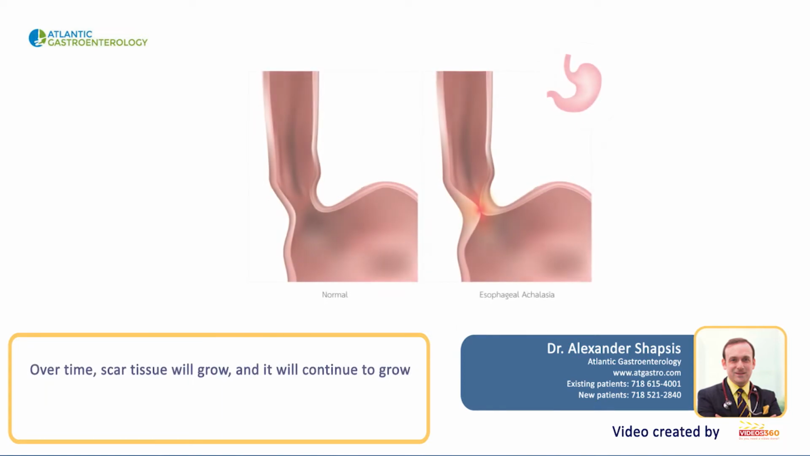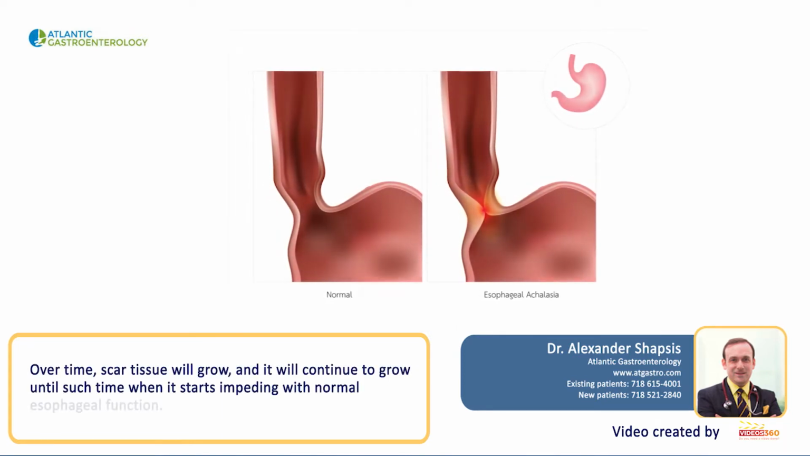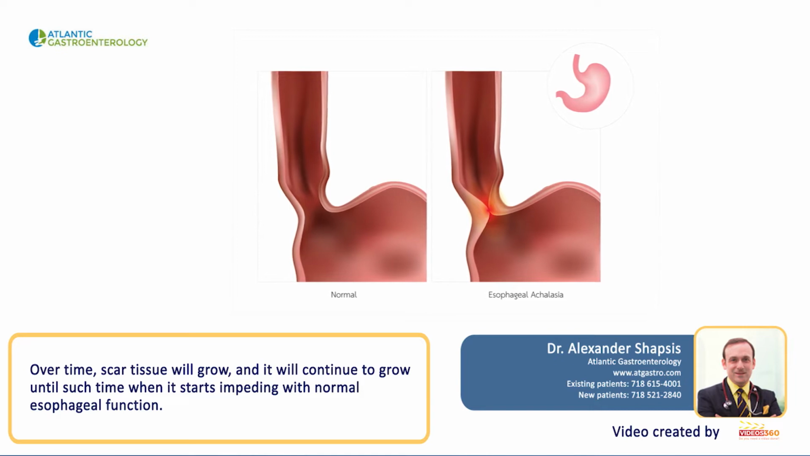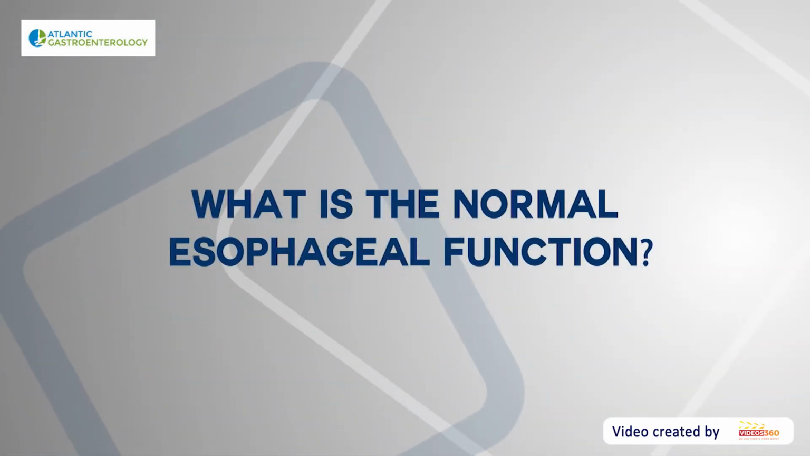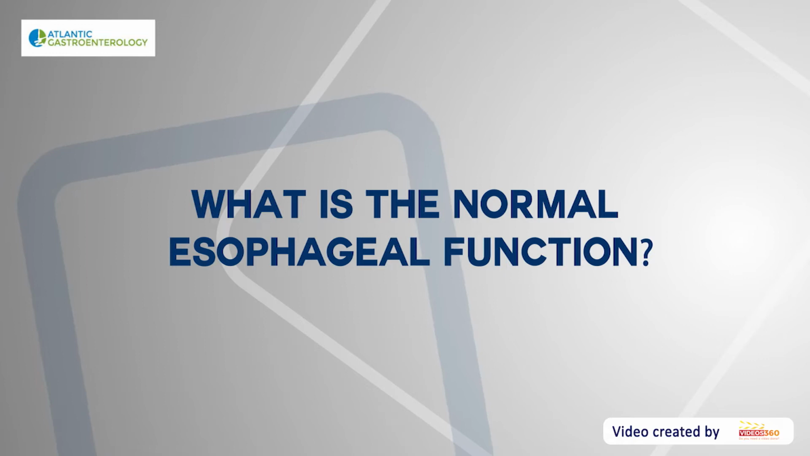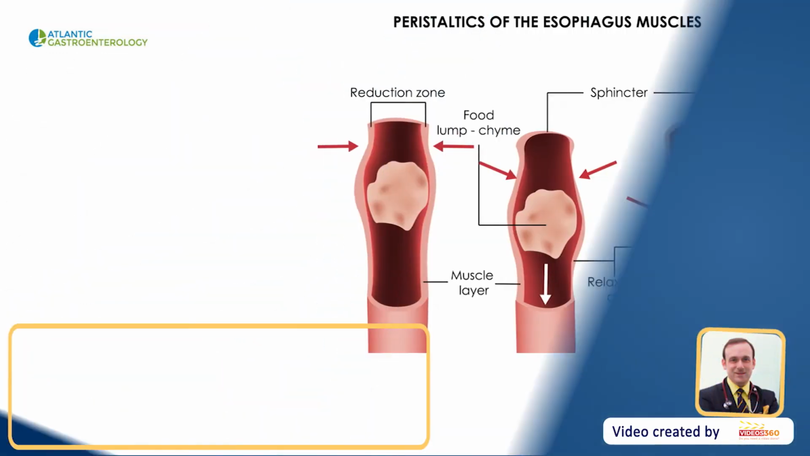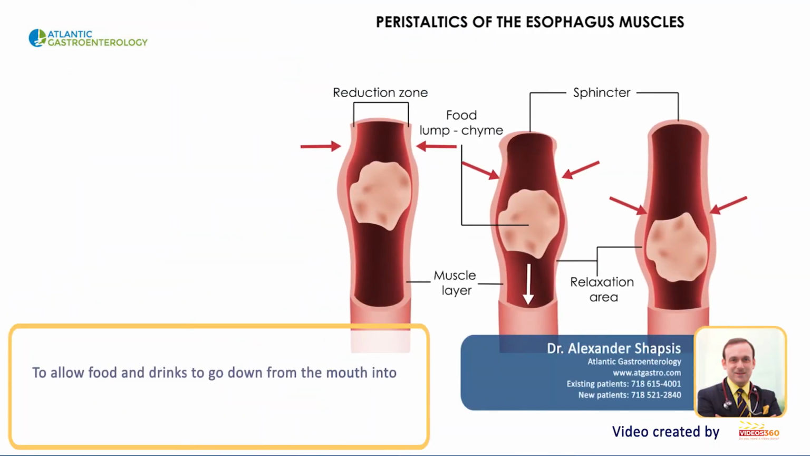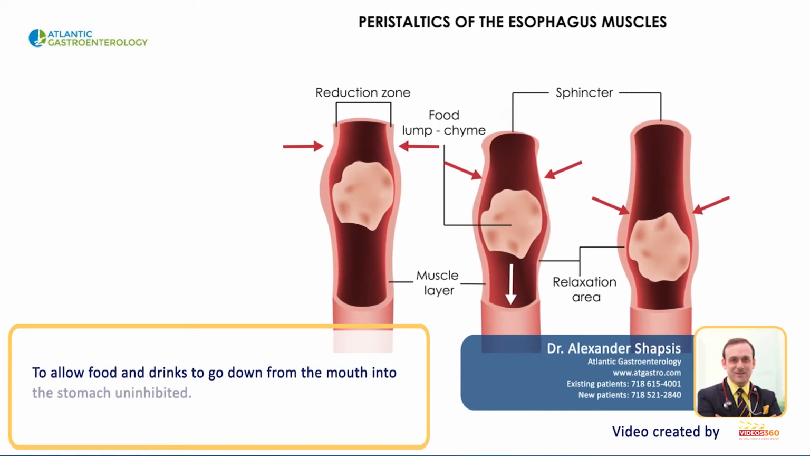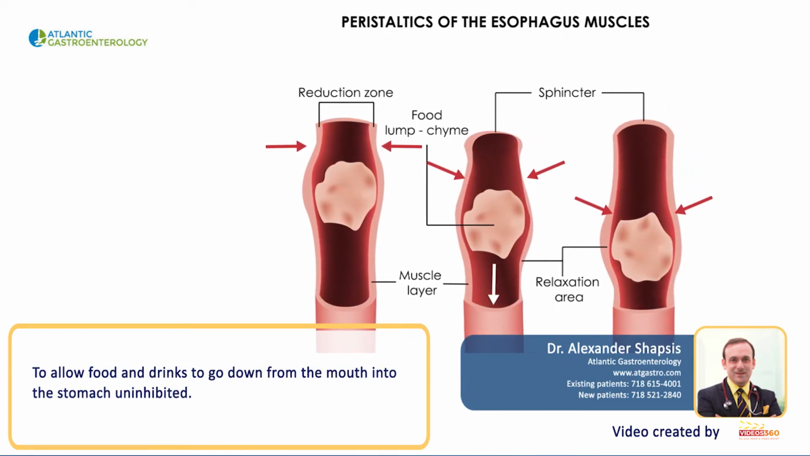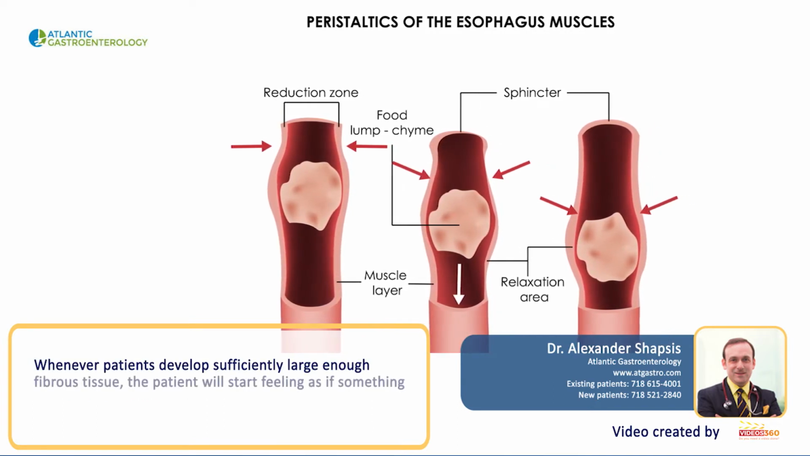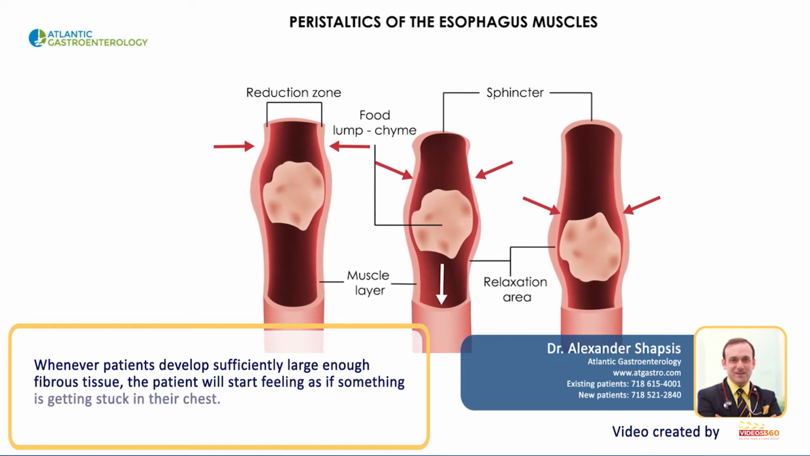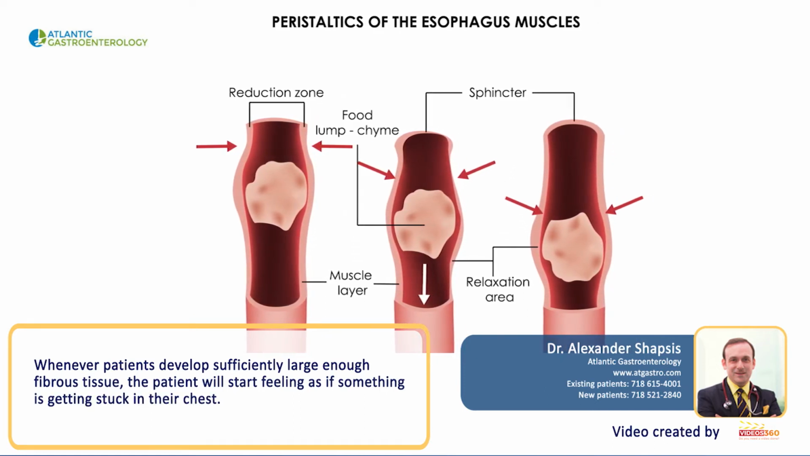And over time, that scar tissue is going to grow, and it will continuously grow until such time when it starts impeding normal esophageal function, to allow food and drinks, liquids, to go down uninhibitedly from the mouth into the stomach. So whenever patients develop sufficiently large fibrous tissues, then patients will start feeling as if something is getting stuck in their chest.